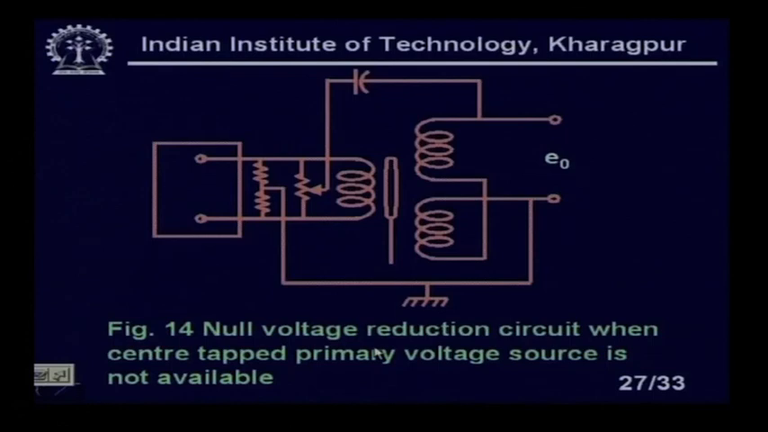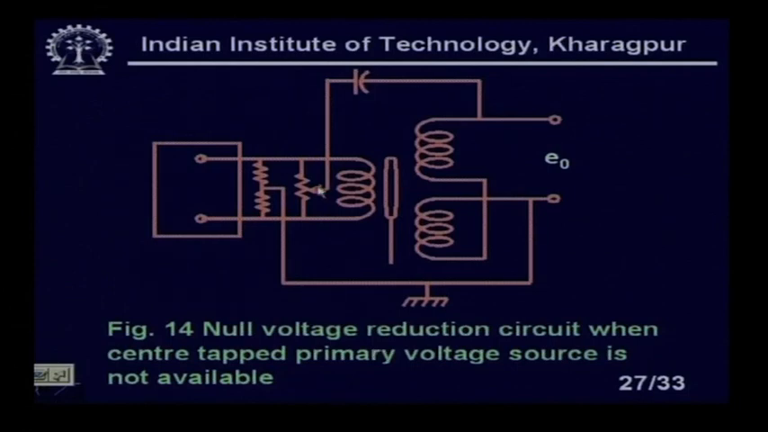Now, figure 13 in the next figure will show that if the center tap excitation voltage is not available, how it can kill this null voltage. It will look like this. You see figure 14, the null voltage reduction circuit when the center tap primary voltage source is not available.